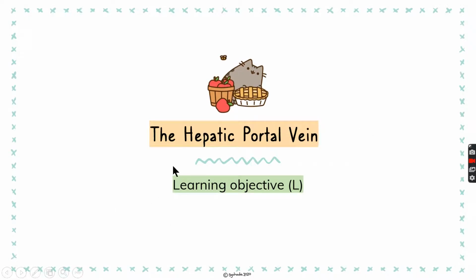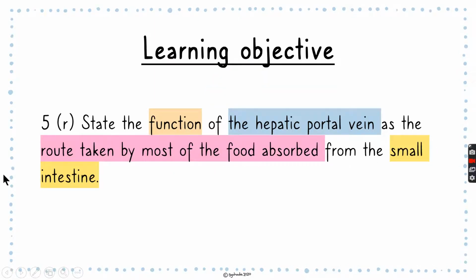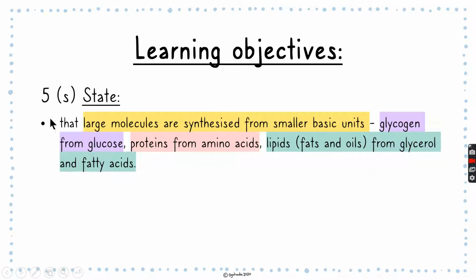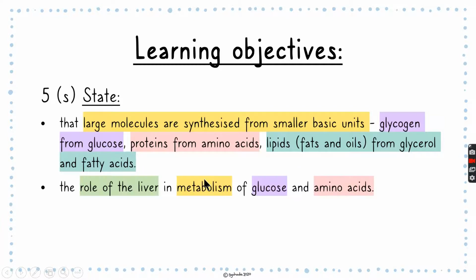So before this lesson, we looked at the function of the hepatic portal vein with this main learning objective. And we also looked at this learning objective, which is from 5S, that states that large molecules are synthesized from smaller basic units. This is actually a definition of assimilation, whereby the absorbed food substances are converted into, or synthesized into, larger substances, for example, glycogen from glucose. You have bigger proteins from amino acids and lipids from glycerol and fatty acids.